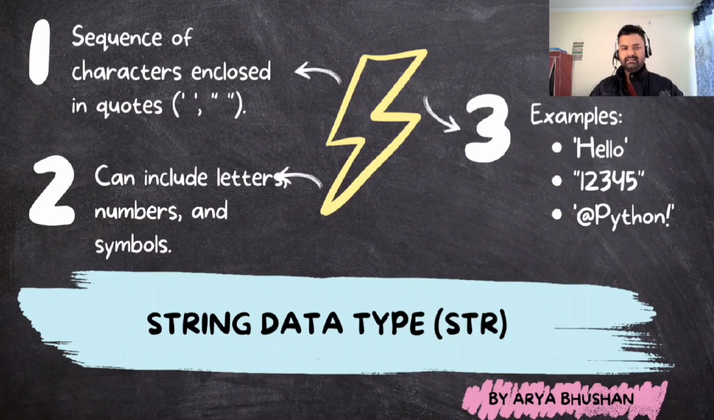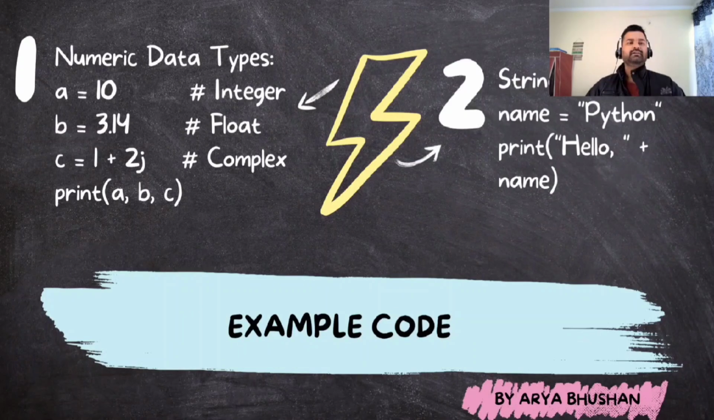So what are strings? Strings in Python are sequences of characters enclosed in quotes. It can be single or double. They can include letters, numbers, and symbols also. For example, "hello" or "12345", both are strings as they are enclosed in quotes. Strings are incredibly versatile and widely used in programming. Now let's see a few examples.